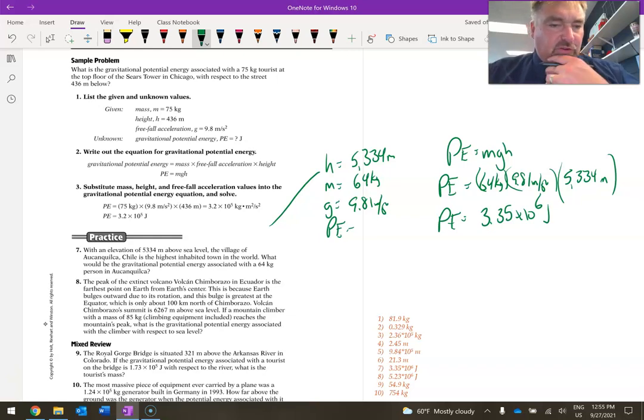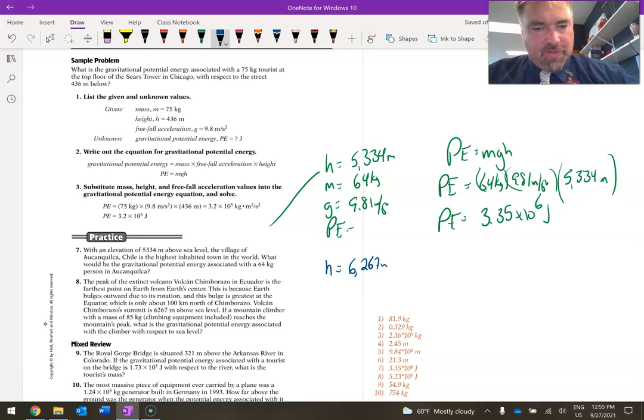The peak of the extinct volcano Chimborazo in Ecuador is the furthest point from Earth's center because the Earth bulges outward due to its rotation. It bulges greatest at the equator, which is only about 100 kilometers north of Chimborazo. The volcano's summit is 6,267 meters. So I know my height, 6,267 meters.